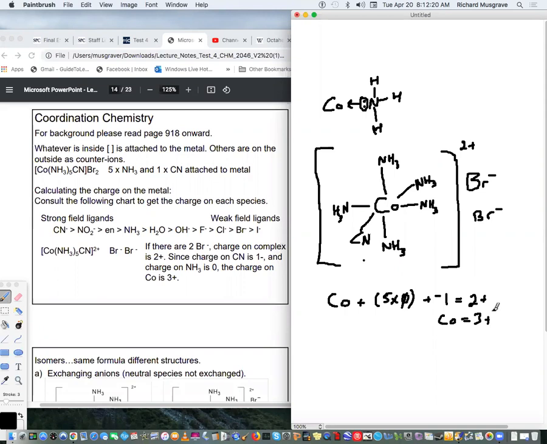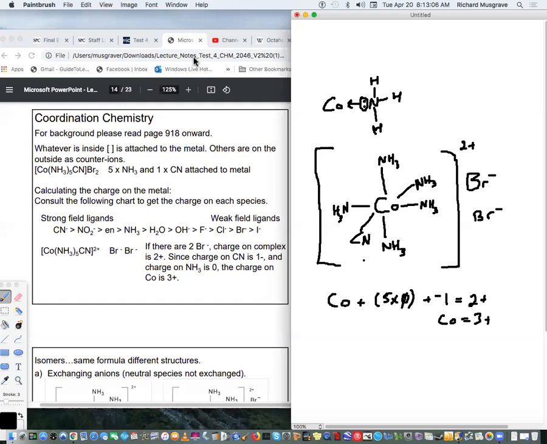Does anybody have any questions about that? How do you feel about the charge on the cobalt? Five, four, three, two, one. Come on, everybody needs to vote. All right, I can still see that a portion of you still do not understand that. Can I get some questions here, please?